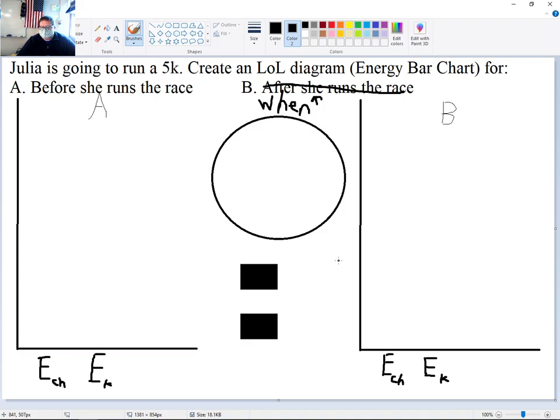Any other kinds of energy you think of? Well, again, hopefully you're tracking with me here. One I would think is, right, she's probably going to get warm, right? When you start running around, you get hot. You start to sweat. So I'm going to put a thermal as well. ETH for thermal.